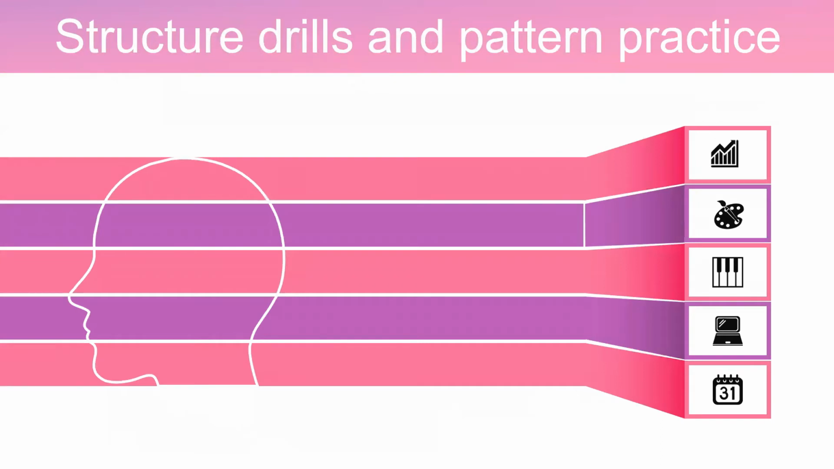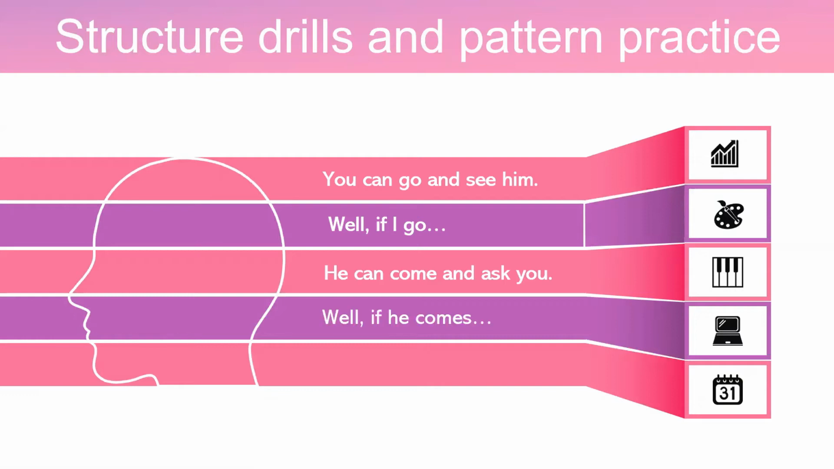Structural drills and pattern practice draw on similar ideas of structure, as in the following. You can go and see him. Well, if I go, he can come and ask you. Well, if he comes, they can write and tell her. The students replace the verb each time within the structure "well, if, pronoun, verb," drilling the present tense for possible conditions.